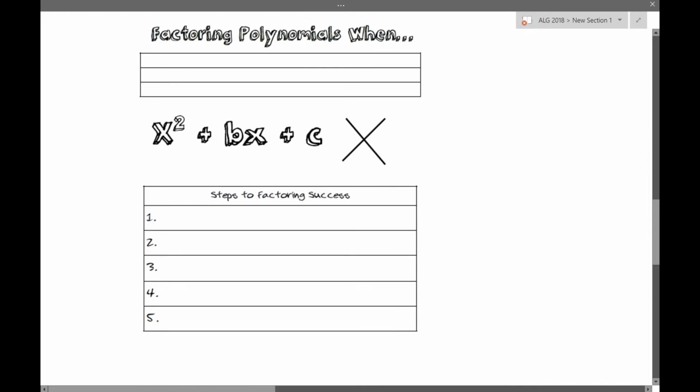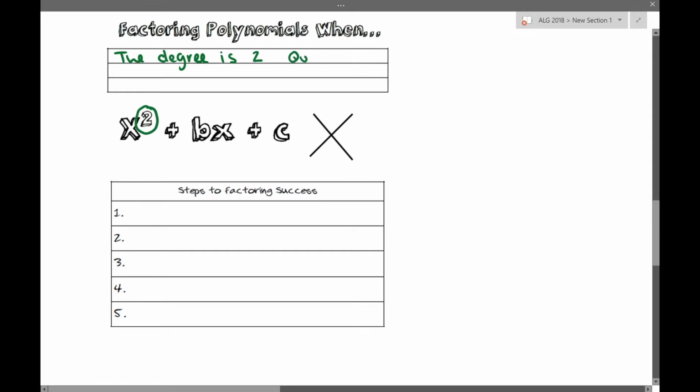Okay, so first off, this is factoring polynomials. We can only use this method when the degree is 2. When I talk about degree, I'm talking about this right there. That 2 means that it is a quadratic. And a quadratic, remember, creates parabolas. They can be smiley faces or they can be frowny faces. Something we've talked about already.